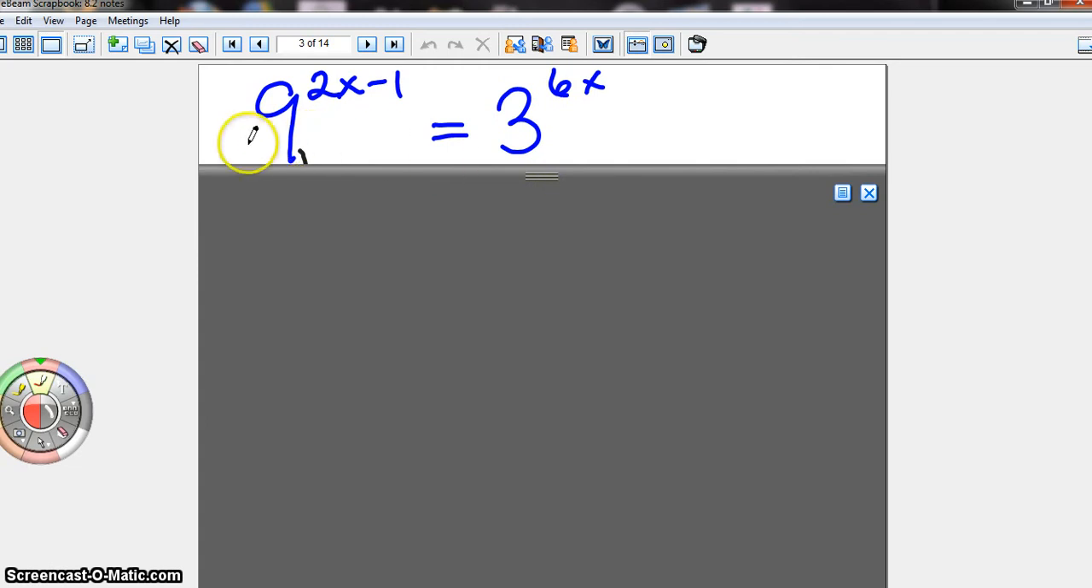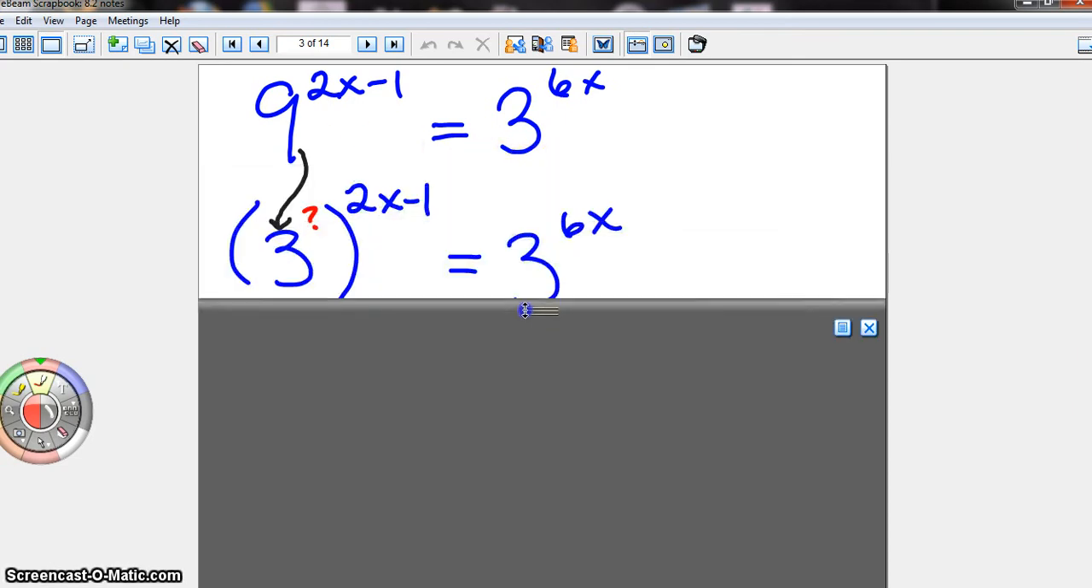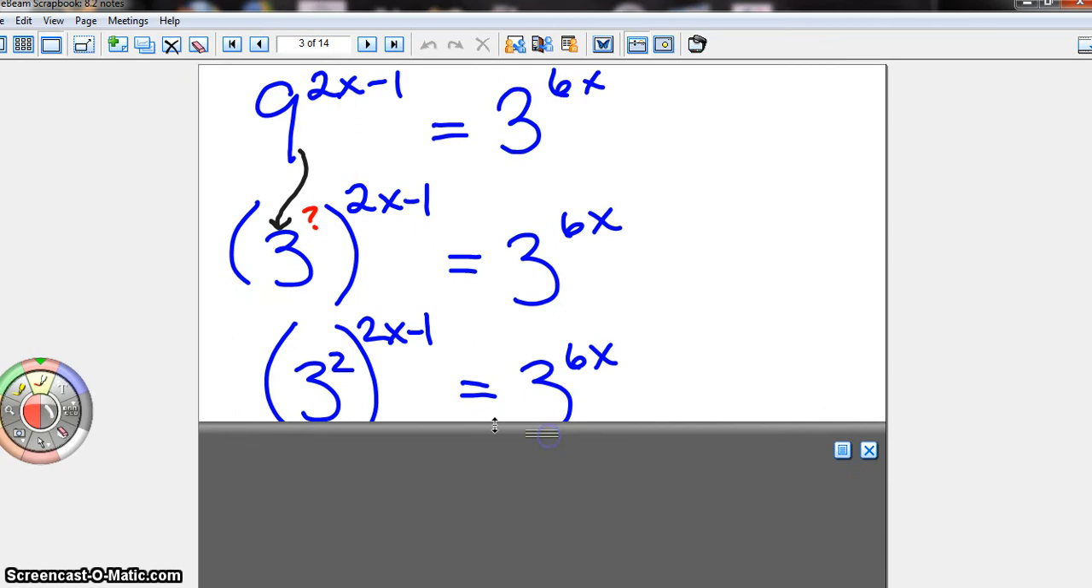Here, we can ask ourselves, can I get any lower than a base of 3 for these two expressions? No, but can I express 9 as 3 to some power? Yes, that would be 3 to the second power. And I'm going to keep this exponent, the 2x minus 1. So I have 3 to the second power, and I'm going to keep this side, and then I can combine these. So I'll multiply these two exponents.